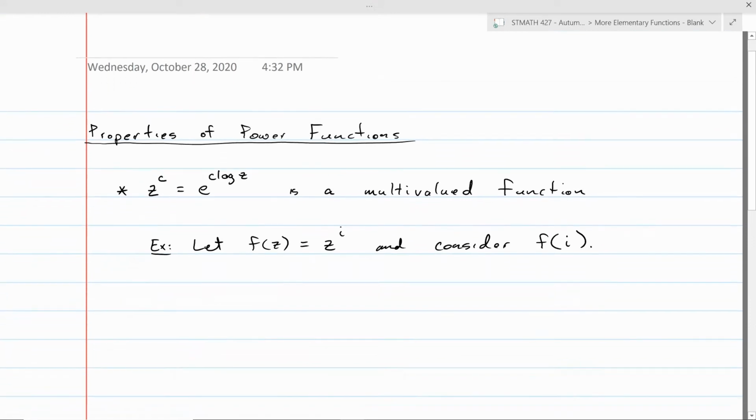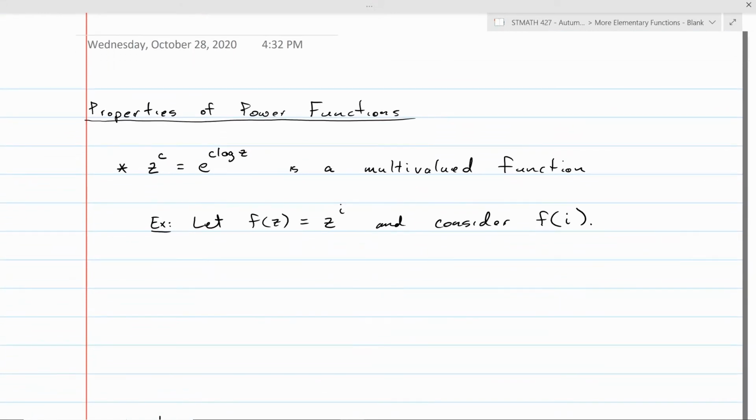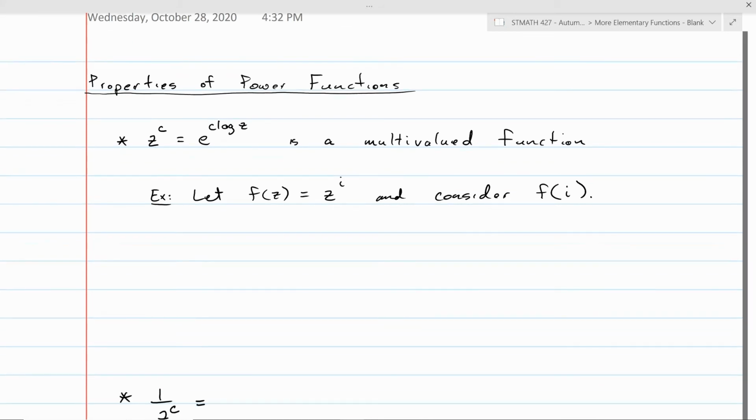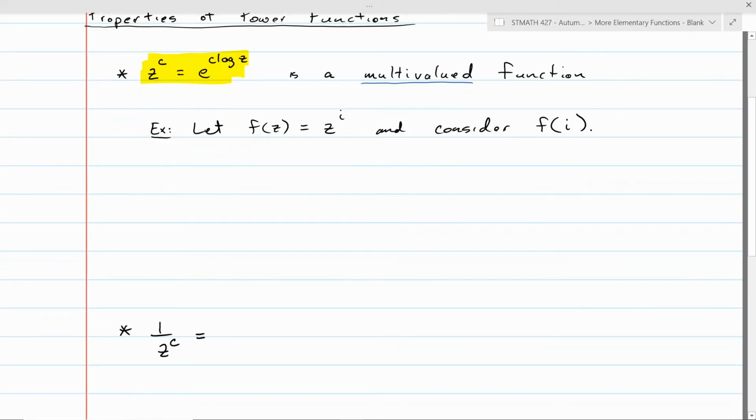So the first thing to notice if we start examining properties of general power functions is that z to the c, because it's equal to e to the c log z, is a multifunction or a multivalued function. So for example, let's look at the function f of z equals z to the i. And then I could think about, well, what's the value of f of i? So f of i would be i to the i, which is equal to e to the i log i, according to our definition above. And then we can write out what that means.